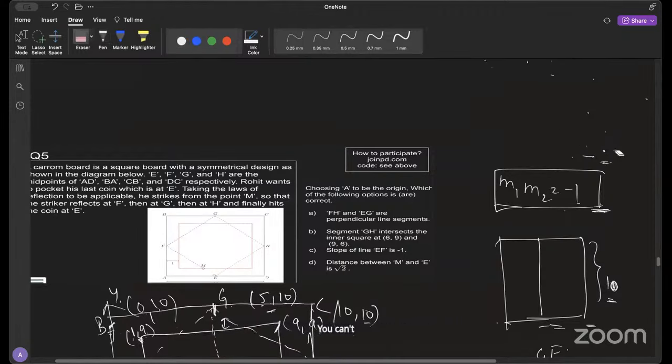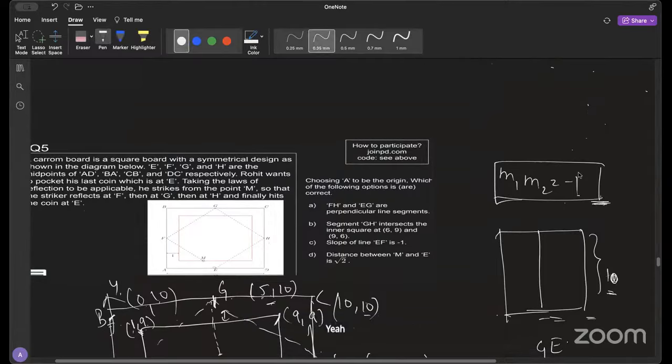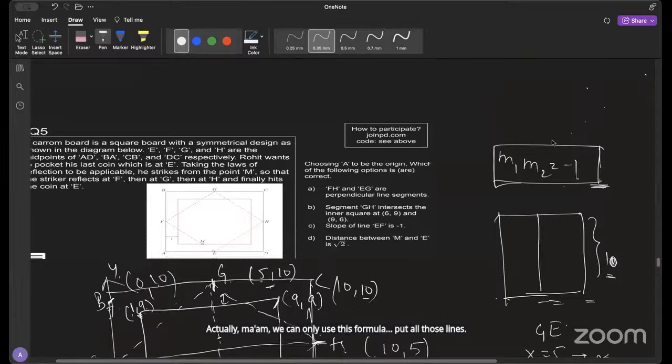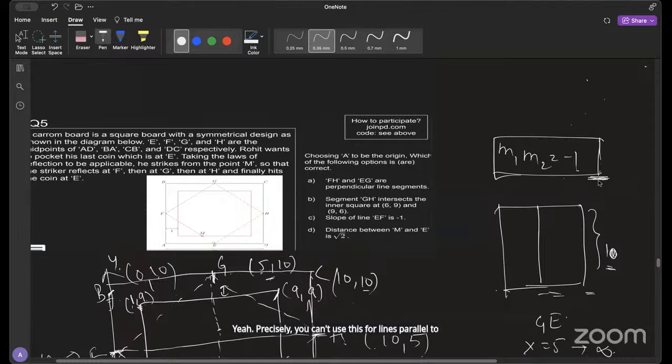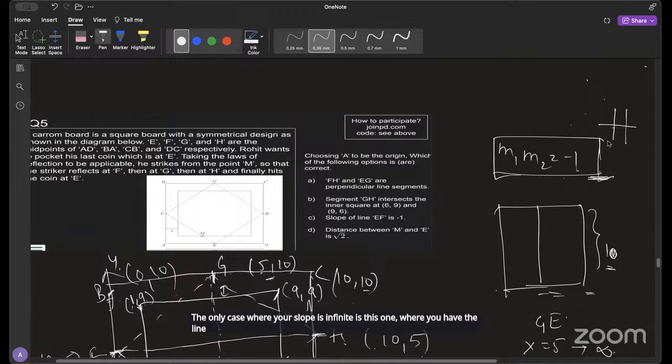You can't even write it to be anything. We can only use this formula for lines where the slope is finite. You can't use this for lines parallel to the y-axis. Otherwise, you can use it because in all the other cases, the slope will be finite. The only case where your slope is infinite is this one, where you have a line parallel to the y-axis.